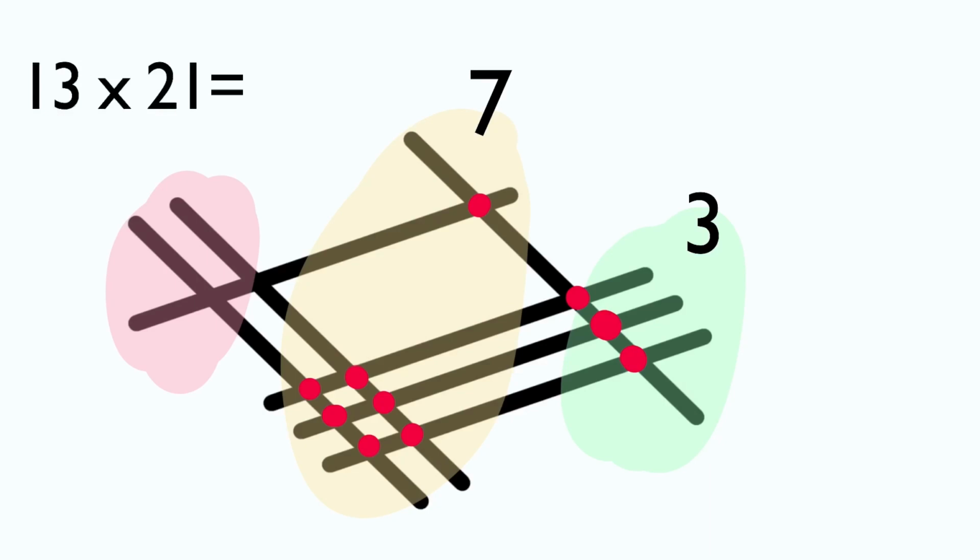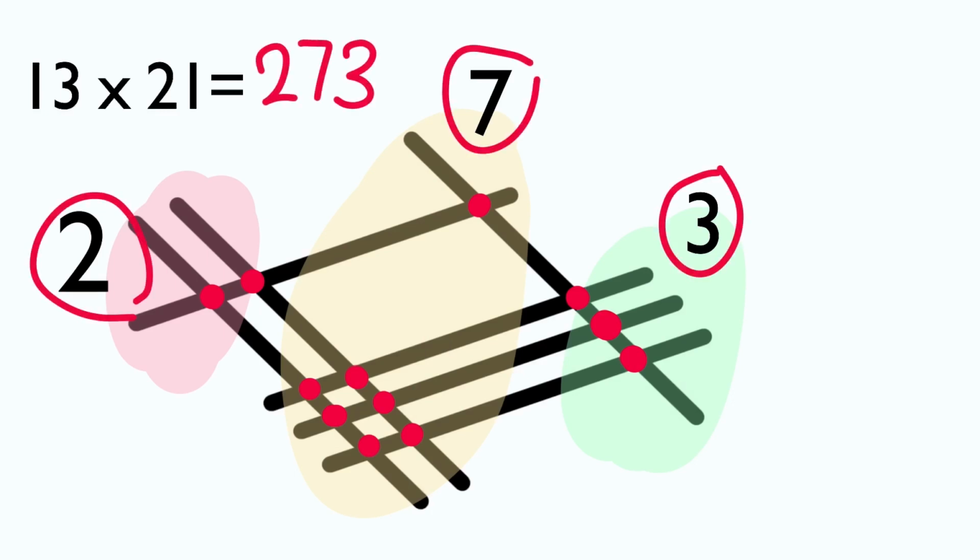Move to the last zone and do exactly the same again. 2, 7, 3. So 13 times 21 equals 273.